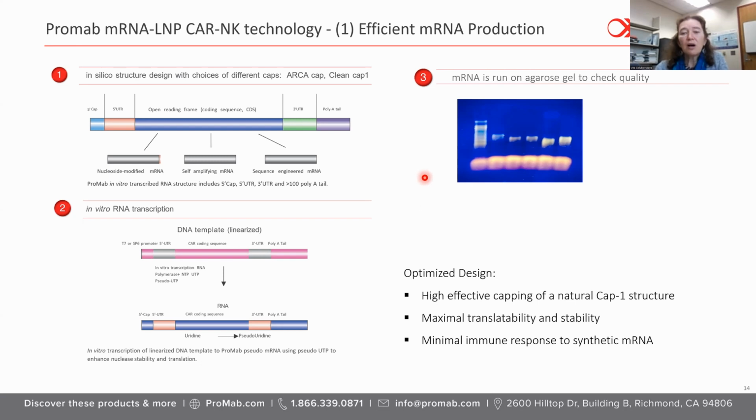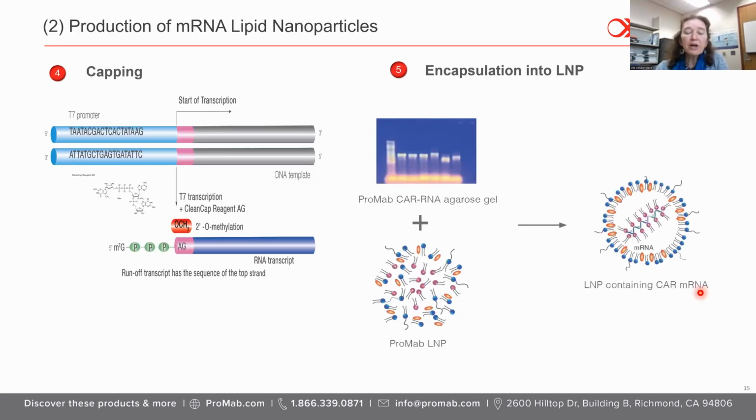It has very high translatability, stability, and has minimal immune response because we use modified dUTP and dCTP nucleotides. So capping also generates very good capped RNA. And then we encapsulate with the NanoGenerator with LNP mix and generate, for example, LNP containing CAR mRNA.